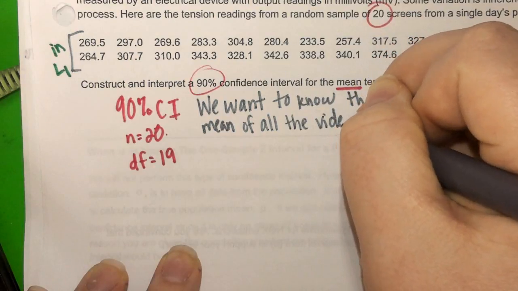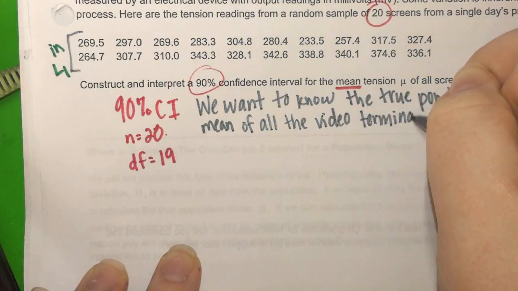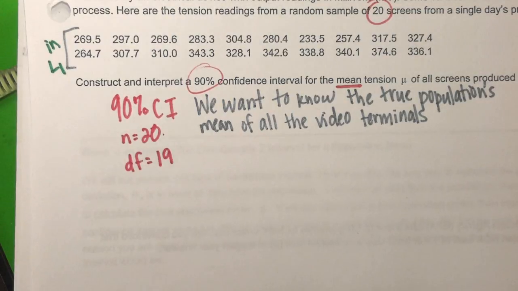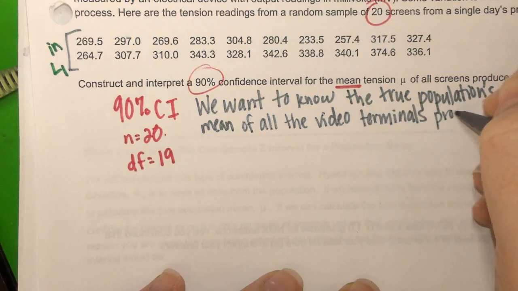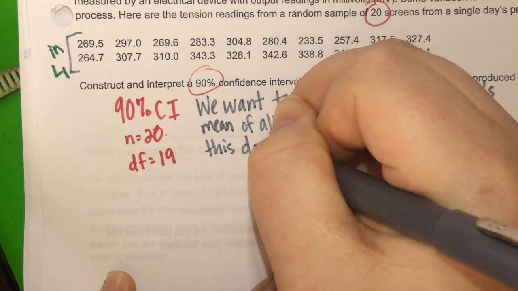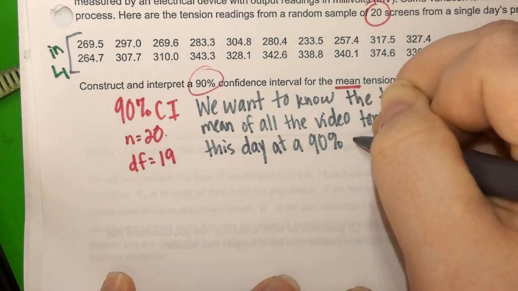And do you have to write the sentence to begin with? No, but Shalea's trying to get ready for the last step. Sure wouldn't kill us to go ahead and think through what we want to know. That way when we phrase our last sentence, we don't have to overthink our lives. The true population's mean of all the video terminals produced, all the screens produced this day at a 90% confidence.